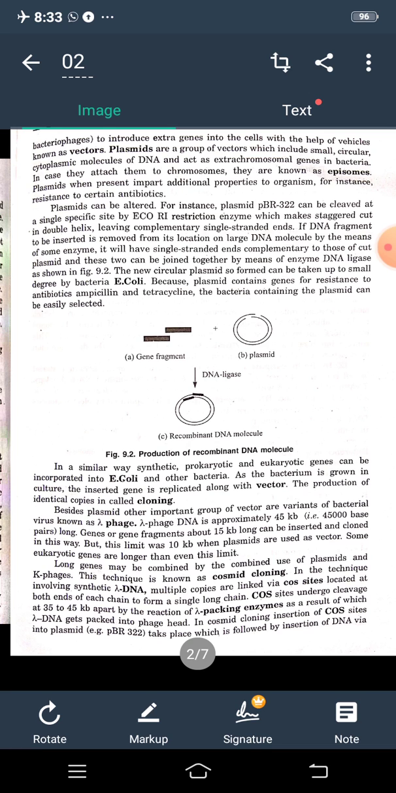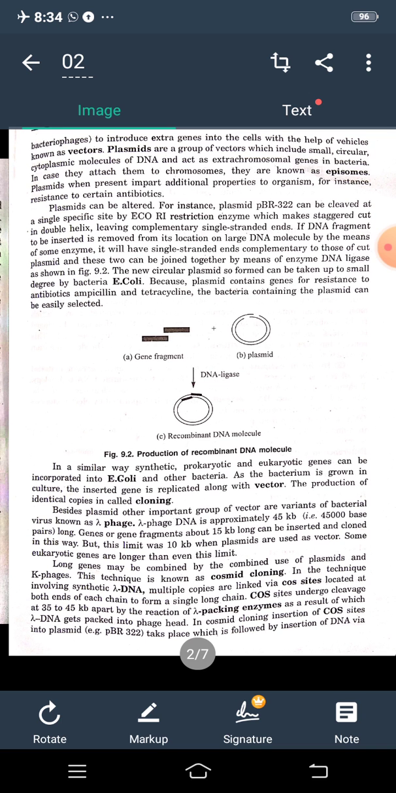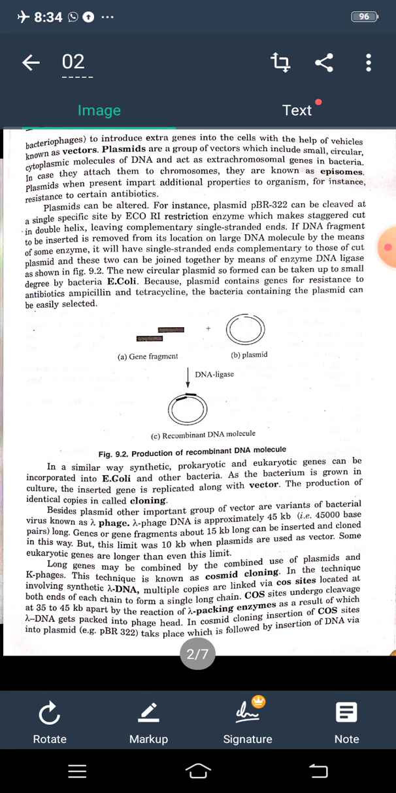The new circular plasmids so formed can be taken up to a small degree by bacteria E. coli because plasmids contain genes for resistance to antibiotics, ampicillin and tetracyclines. The bacteria containing the plasmids can be easily selected as shown in the following figure 9.2. Production of recombinant DNA molecules. Means these gene fragments and plasmids in presence of DNA ligase give rise to recombinant DNA according to the following reactions.